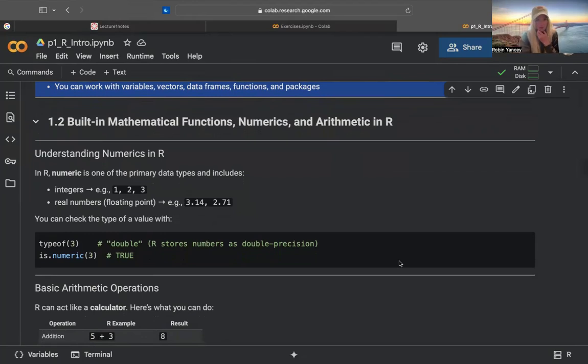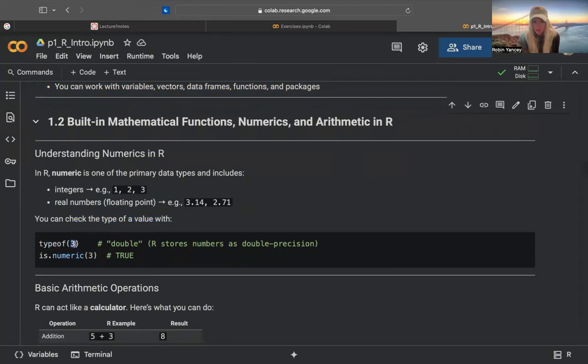So in R, a numeric data type is one of the primary types. So integers, real numbers, floating point included. Floating point means it has a decimal or a fraction, whereas integers are whole numbers. We can check the type of data in R using this type of function and then inputting the number.